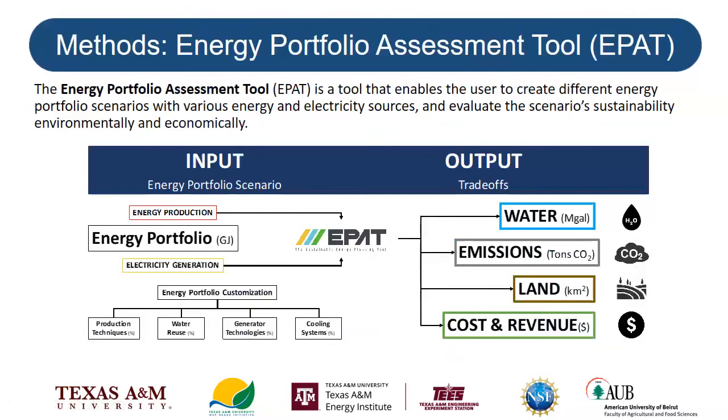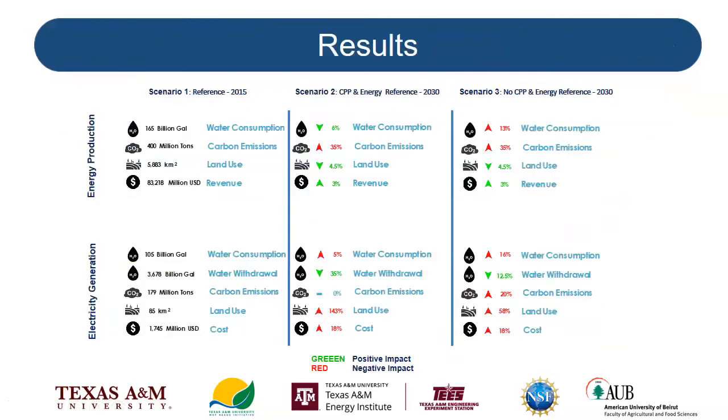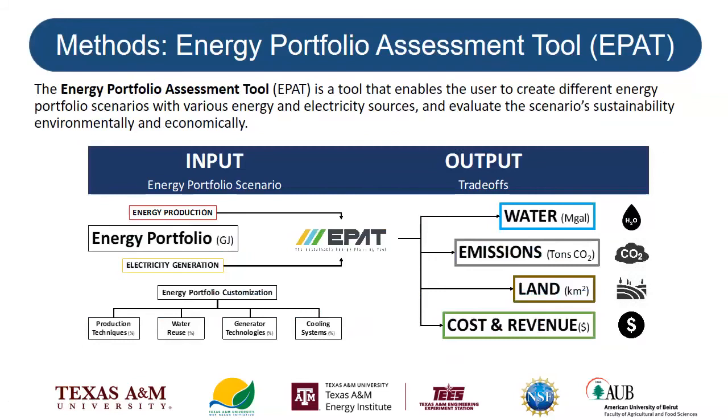Yes. So, the outcomes or the output is in four main quantitative parameters. Basil, can you move back to the slide, please? Yes. The output is in four main quantitative parameters: water, emissions, land, and cost, revenue for generation and production, respectively. So now moving to the results.